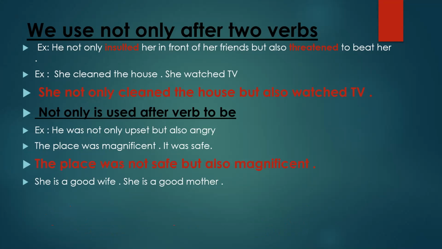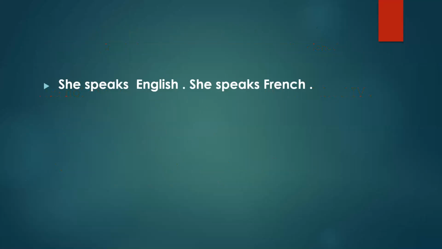I need somebody else. She is a good wife. She is a good mother. Will somebody help me to join these two sentences? Can I say, teacher? Yes, ya Muhammad. Go on, my dear. She's not only a good wife, but also a good mother. Thank you, my dear. So again, as Muhammad said, she is not only a good wife, but also a good mother.